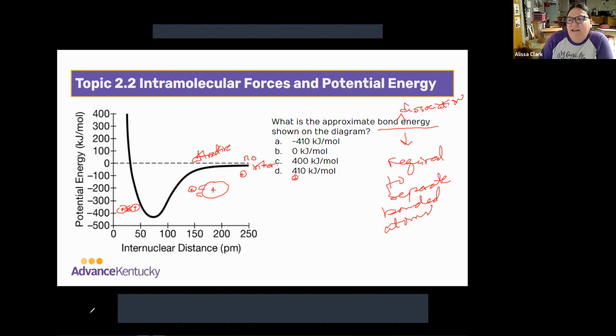Bond dissociation energy is going to tell us that the energy required when we dissociate, pull atoms apart and break bonds, has to be a positive value. So that's what lets me eliminate A as a choice.